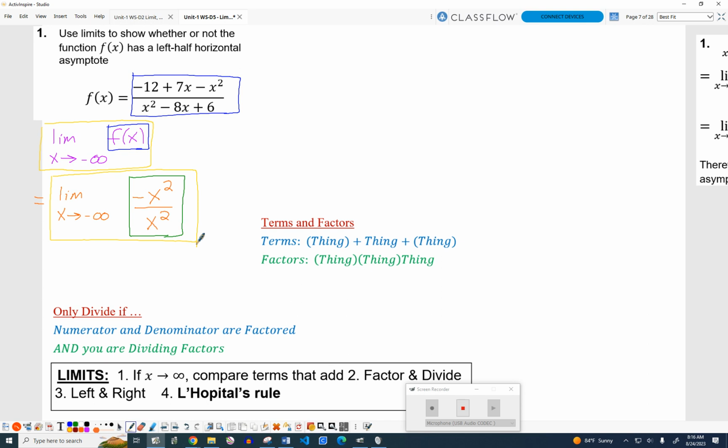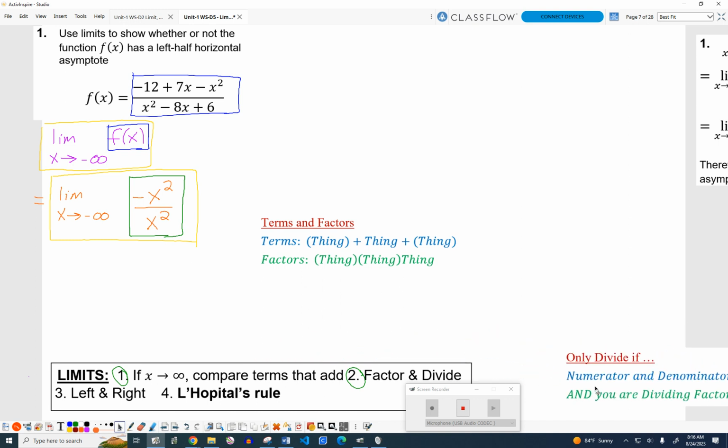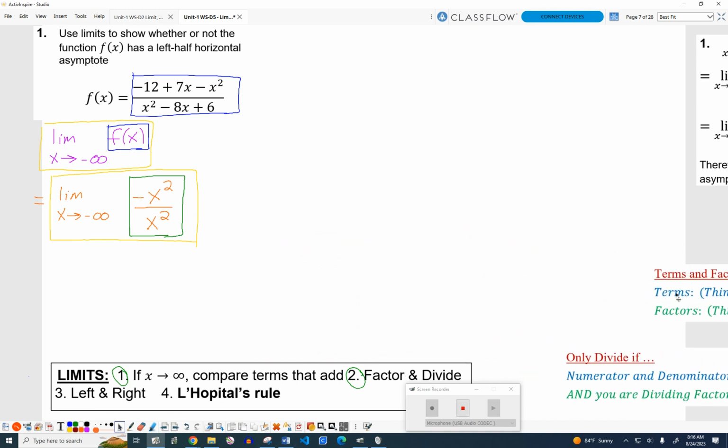Solid. Okay, next one. So we've done compare terms that add. We're going to do some factoring now. And I want you to write this for sure. Eventually, if you can do this without writing, I'm okay with that. But for now, write it down just to emphasize the idea. Very important concept here that we're going to use all year long.